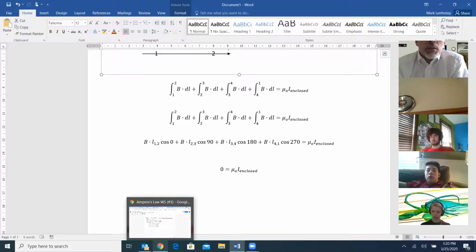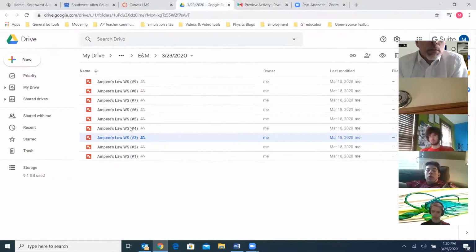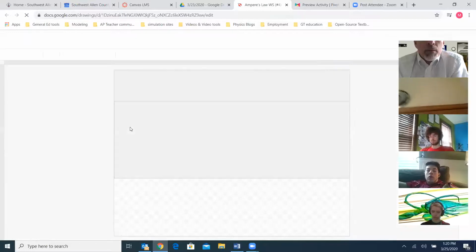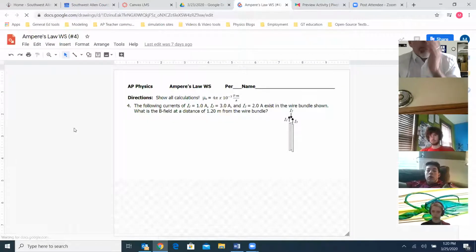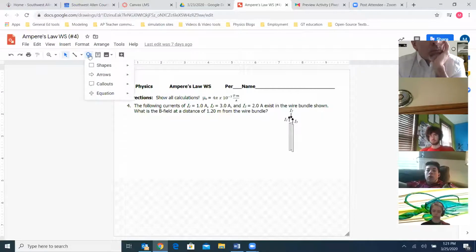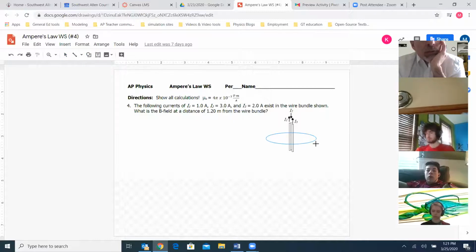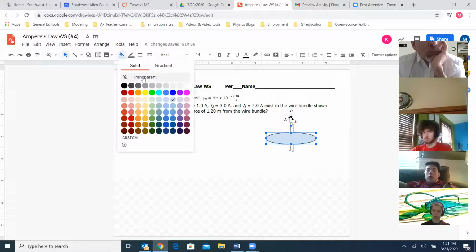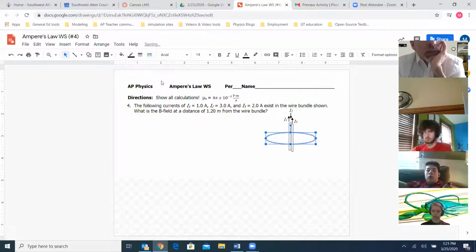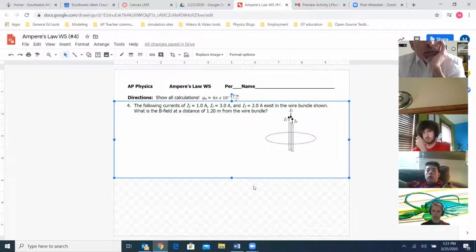All right, so then the next one we're going to look at is number 4. Number 4, we want to figure out what the magnetic field is at some distance, 1.2 meters from the bundle. So my suggestion here is to draw an Amperian loop that kind of reflects the symmetry. So that would be kind of a circle. And I'm going to make it kind of dotted here. And so we're going to be going around this bundle of wires all the way around it. So they're kind of right in the center of this. And we're going to use Ampere's law.